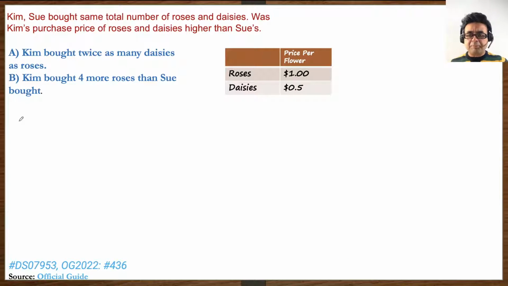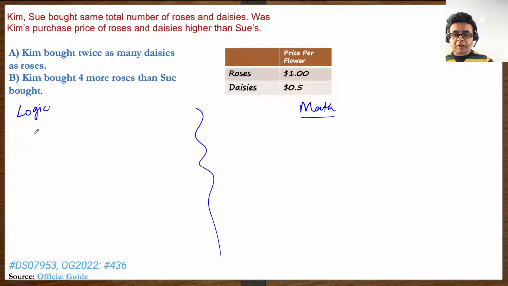Okay, so let's look at pure logic, and then we will try to look at math here. Kim and Sue bought a total number of roses and daisies. So we have two flowers, roses and daisies. What is given to us is that for both Sue and Kim, the total number of roses and daisies is the same. So let me mark K as Kim and S as Sue.